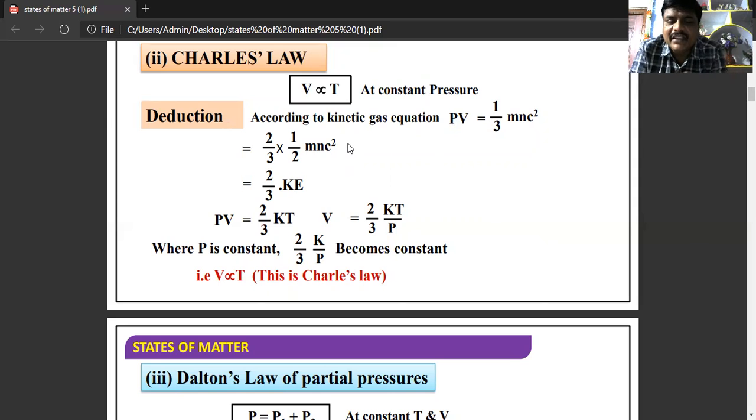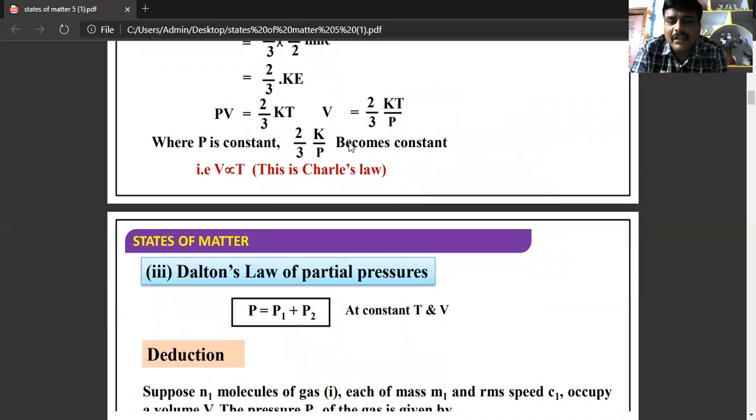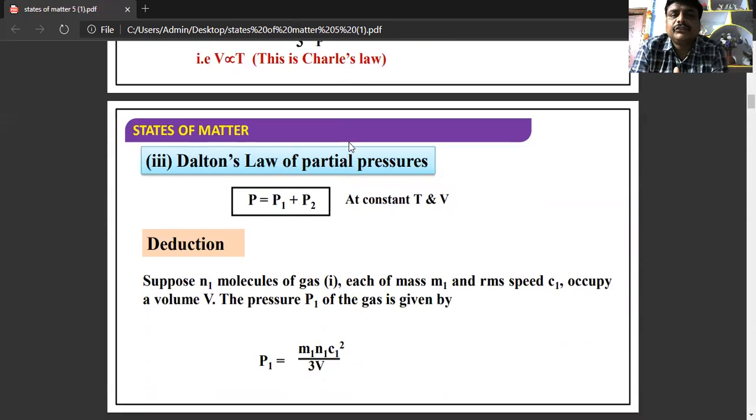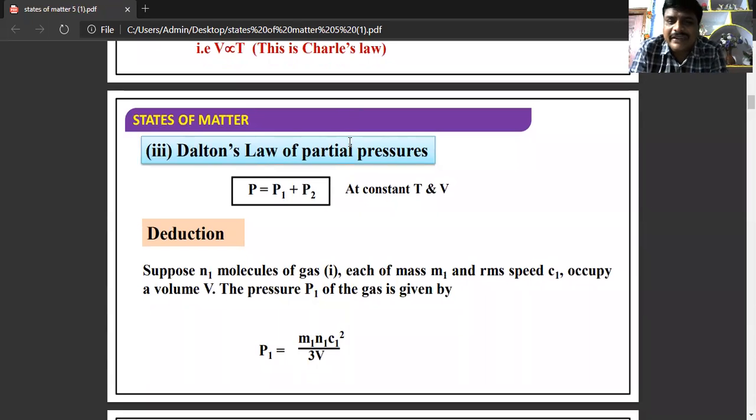So if you bring P over, V is equal to 2 by 3 KT by P. According to Charles' law, pressure is constant. So 2 by 3 K by P is constant. So V is directly proportional to T. Because temperature varies and pressure becomes constant, V is directly proportional to T.